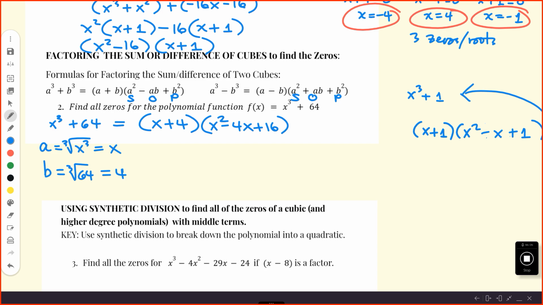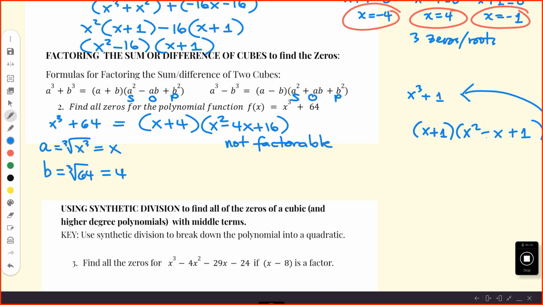So can we? 4 times 4 is 16, but 4 plus 4 is 8. It's not -4. If we try -2 and -8, the sum is -10, so it cannot equal -4. So therefore, it's not factorable. So I say not factorable.